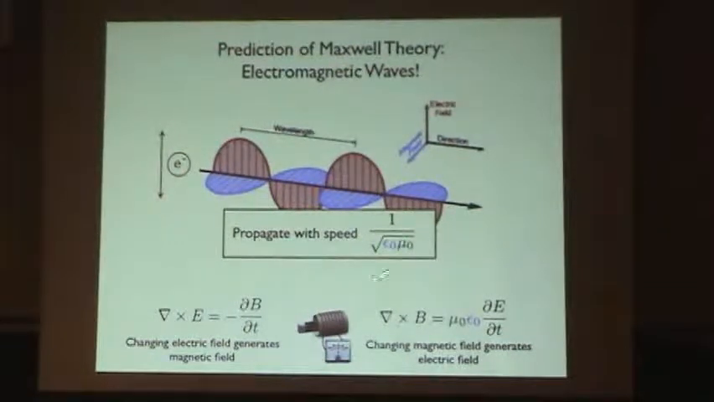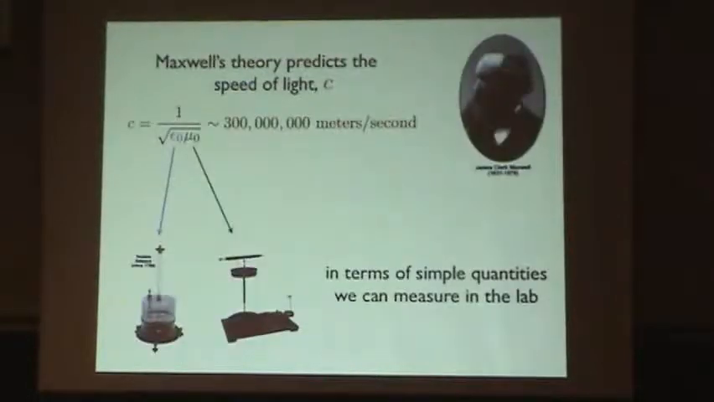People had done these experiments back in the day, and they knew what this number was, and they had also measured the speed of light with some reasonable accuracy back then. They saw that these numbers really closely agreed, and we know that they had to agree because light is just an electromagnetic wave. So in other words, Maxwell's theory predicts the speed of light, and it predicts it in terms of two numbers that we can just go and measure in a lab. That's the takeaway point from the first 10 minutes of the talk.